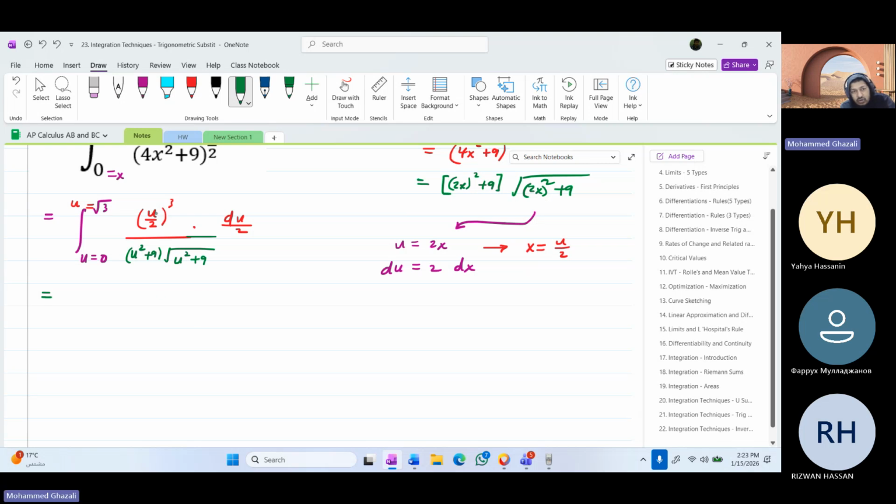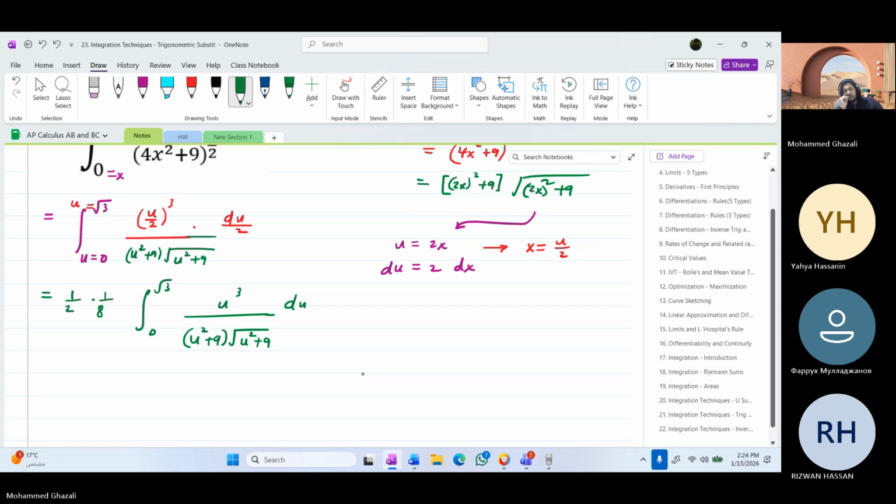Now see what you have here. You got u cubed on top and you got 1 over 8 here, and you have a half here. So if I take this half and this 1 over 8 outside the integral, we're getting the integral from 0 to root 3 of u cubed du over u squared plus 9 times the square root of u squared plus 9. Are we good, guys, so far? Make sense? That's what we have so far. Look at the simplification.